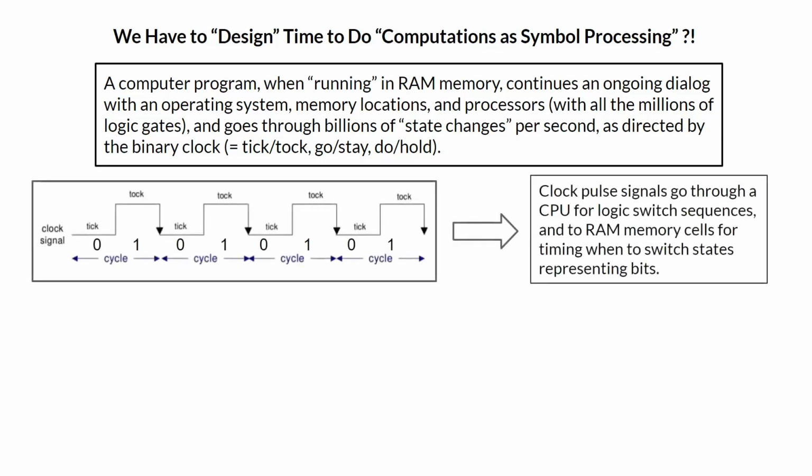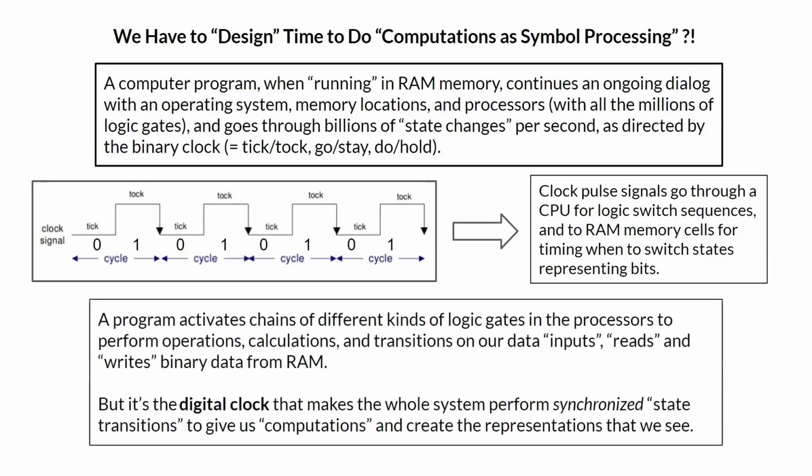Looks kind of like this. The clock pulses go through the CPU and then get communicated through the whole computer system, timing when every cell in RAM memory gets switched to a presence or an absence, an on or an off. So the program activates all these chains of different kinds of logic gates in the processors, controls all these transitions on our data inputs, and reads and writes to binary form from RAM. But it's the digital clock that makes the whole system perform synchronized state transitions to give us computations, that is, changes and transformations over states of time, and create the representations that we see.